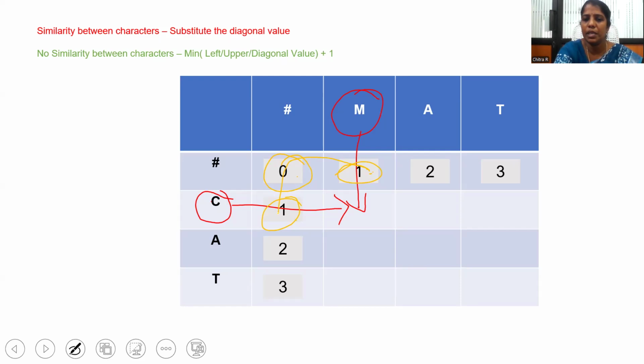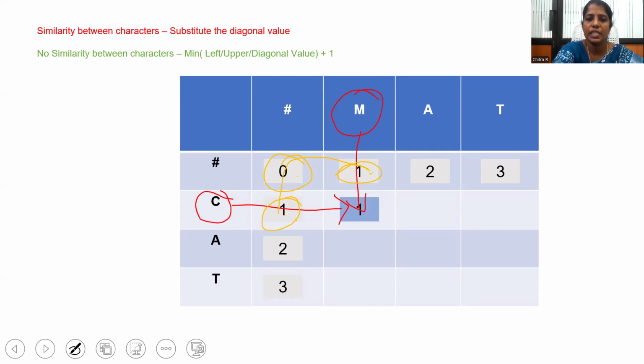Take whatever be the minimum value plus 1, because here we need a substitution, right? One operation we are going to do. Hence, 1, 0, 1. What is the minimum value here? The minimum value is 0. 0 plus 1. What is 0 plus 1? 1. Okay, fine. So 1 is inserted here.